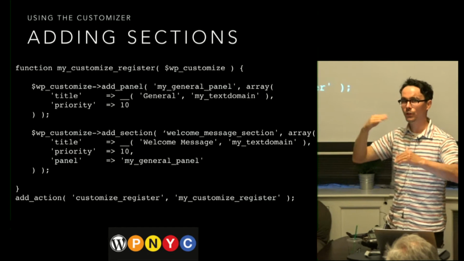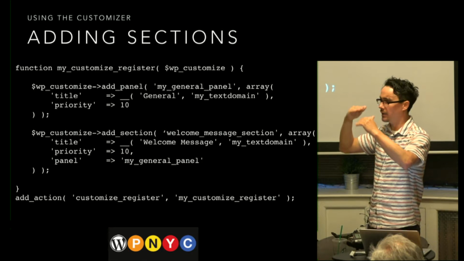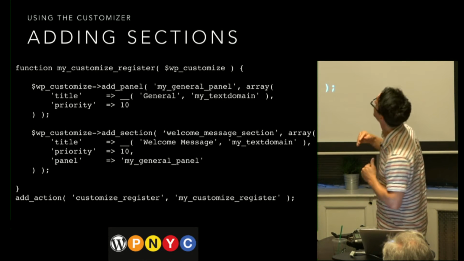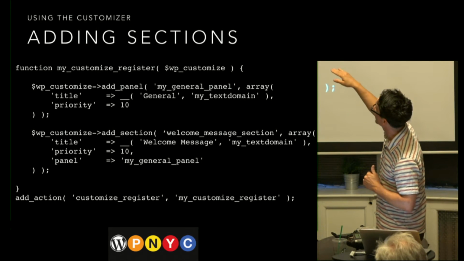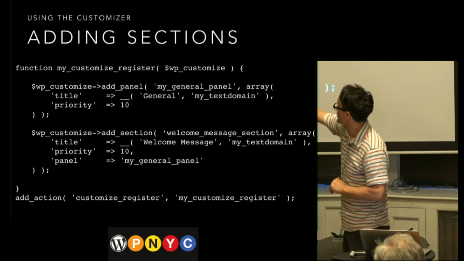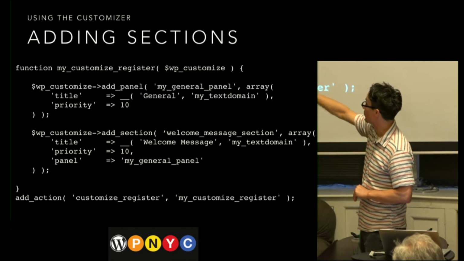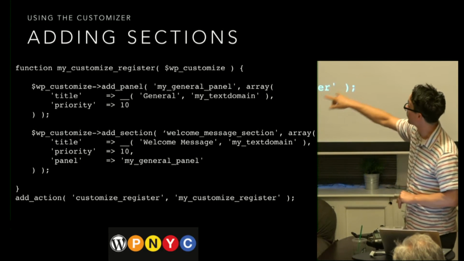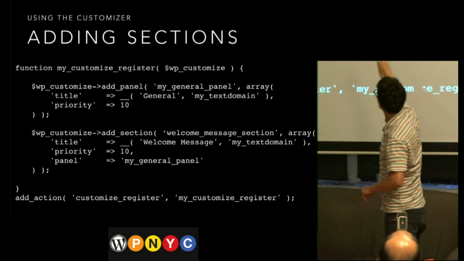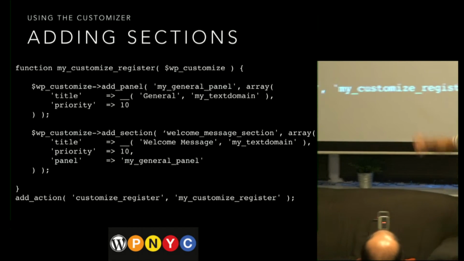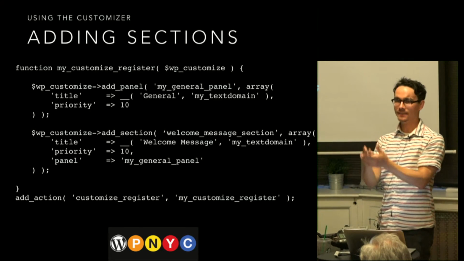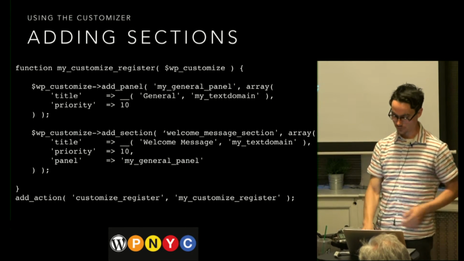It's really important when you're learning code to study the patterns. Coding is all about pattern recognition. If you study the variances between the two, you'll start to understand the differences. So we've got a title that we're passing in. We've got the same priority, and we're assigning this section to that panel ID up top. Okay. So we've got our panel, we've got our section. Now we need to add a setting, and we need to add a form or a control.